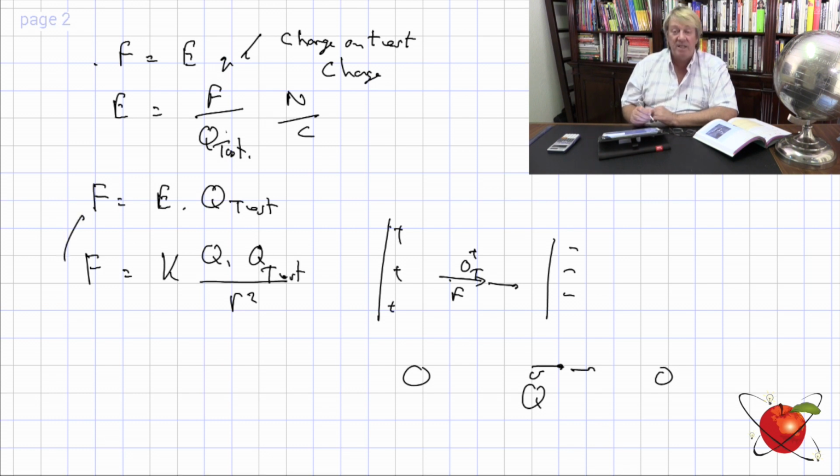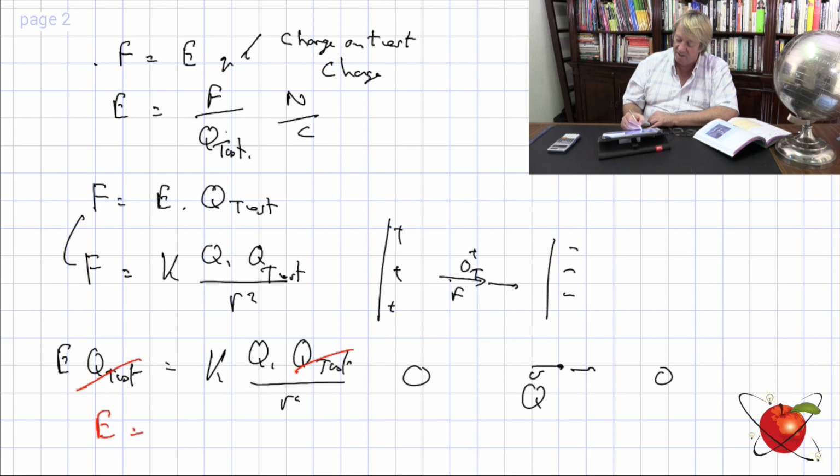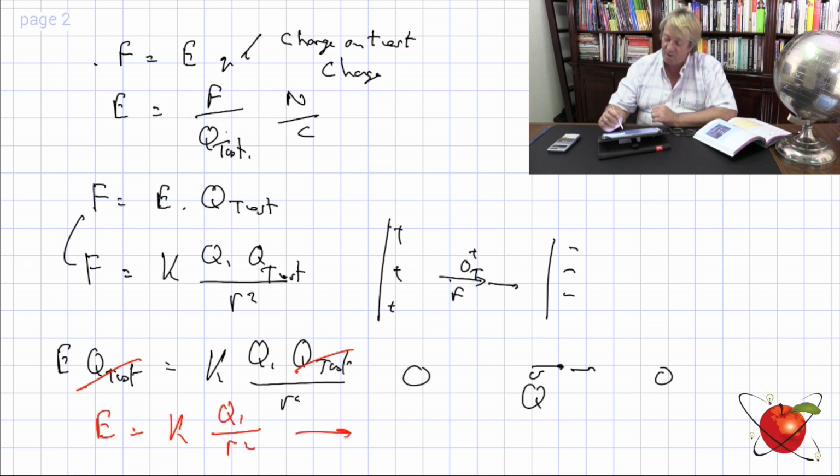But this force must be the same force, right? Same as the gravity situation. We put them equal. E Q test must be equal to K Q1 Q test over R squared. I can now take Q test and cancel it out, guys. So we then end up with E is equal to K Q1 over R squared. That's the formula there that we've got to use and remember. All right?